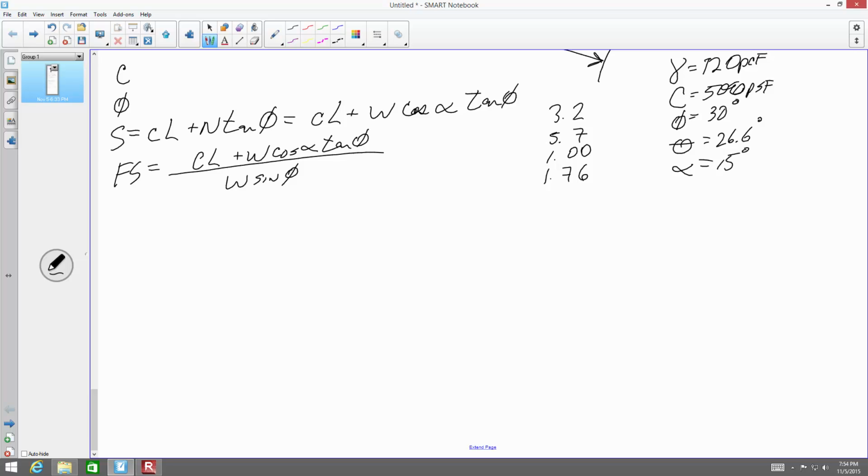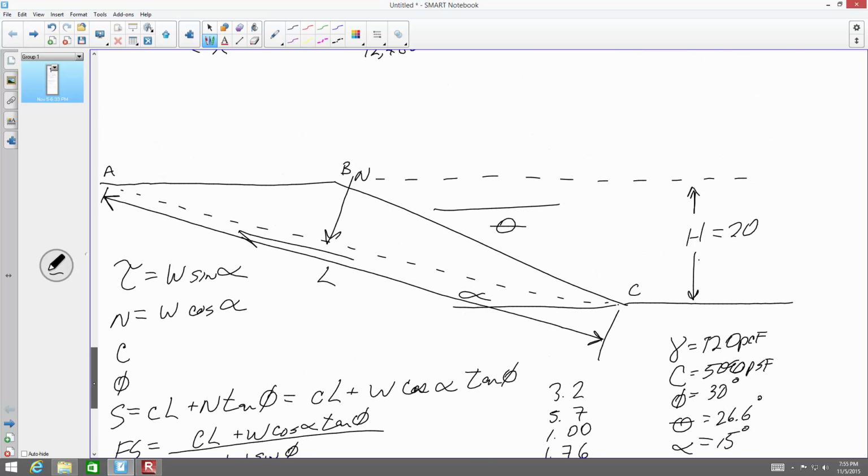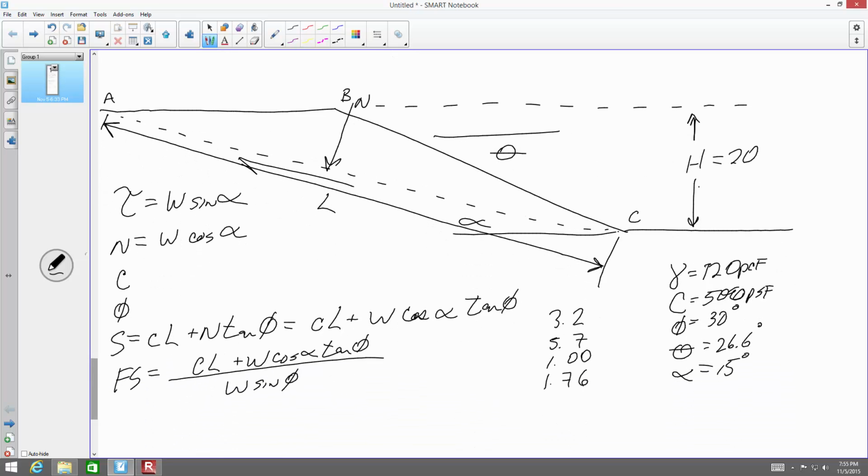So, what is the factor of safety of that thing? Intuitively, do you have a feel for it? I got one for 3.2. What else? Five's a big number. 5 is a real big number in the slope stability world.